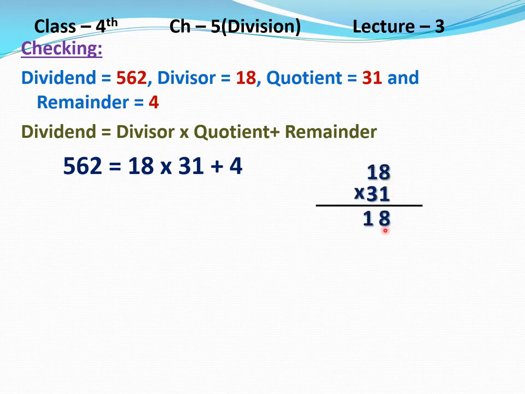1 8 is 8, write 8 here. 1 1 is 1, write 1 here. Now put 1 cross here. Now multiply 18 by 3. 3 8 is 24, write 4 here and 2 carry. 3 ones are 3 plus 2, 5, write 5 here. Now we will do addition. Write 8 here, 1 plus 4, 5, write 5 here and write 5 as it is.